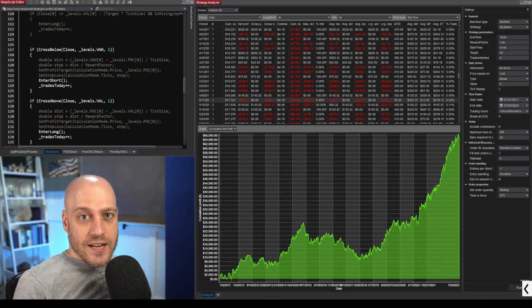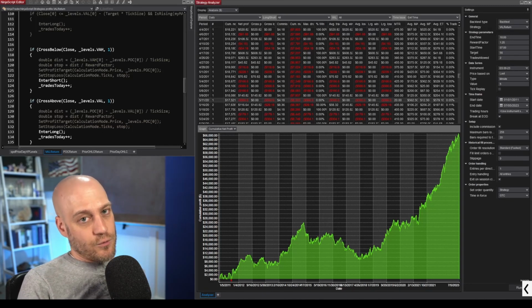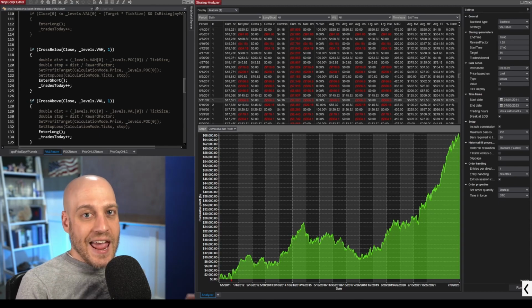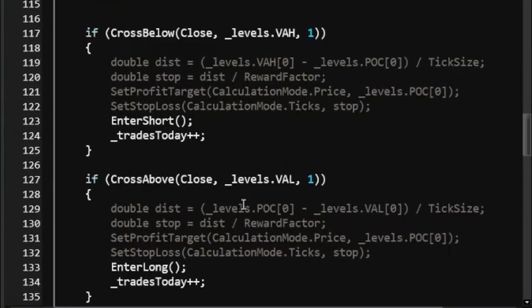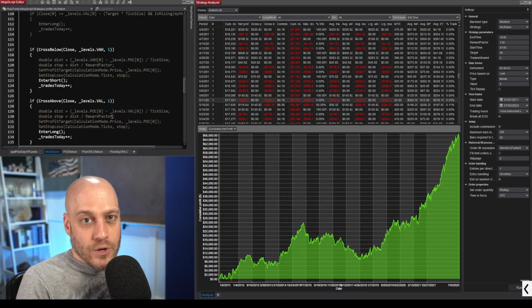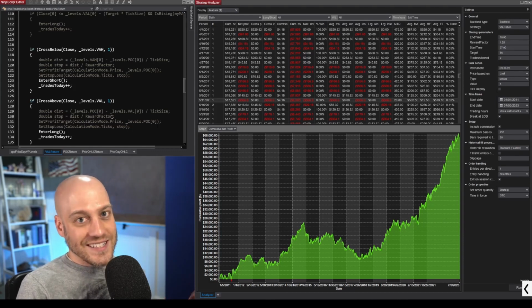So I actually ended up spending quite a bit of time trying to find a better setup, and I did find something that actually ended up being profitable. I wouldn't say that the results are great, but it is profitable. And the setup was really simple. It was just, if you cross below the value area high, enter short. And if you cross above the value area low, you go long. And you can see here from the equity curve, it is profitable, especially more recently, although like everything is kind of profitable recently since 2020.